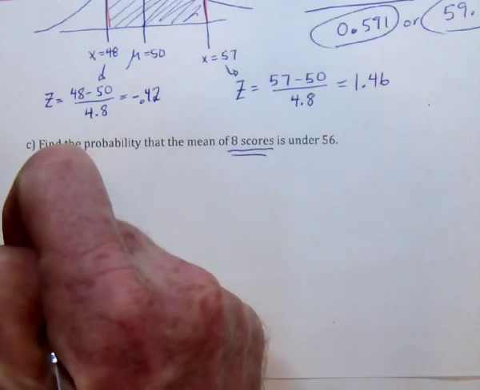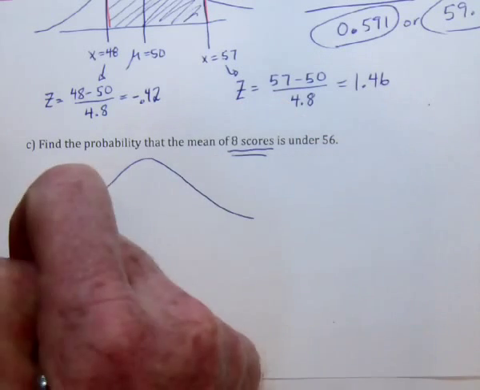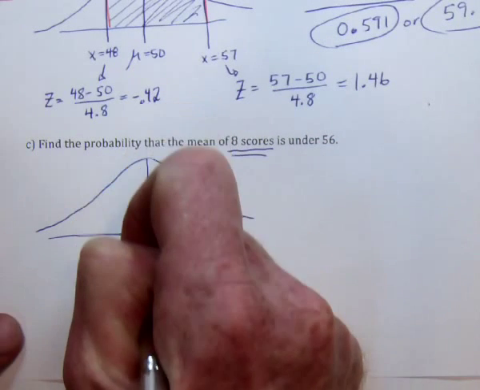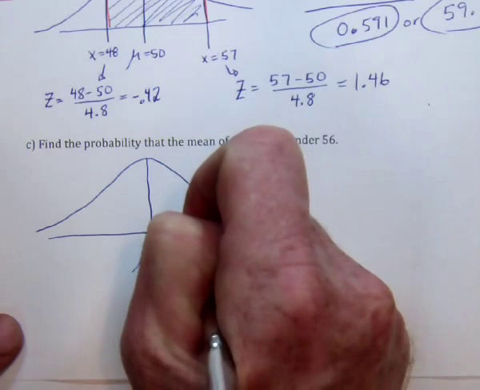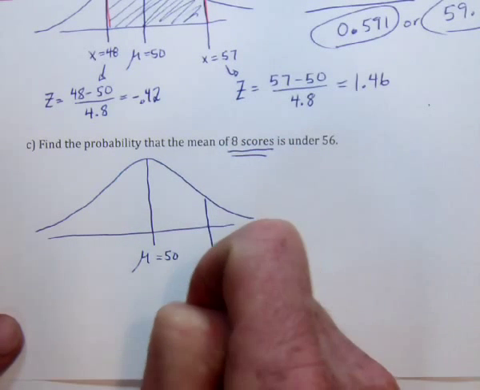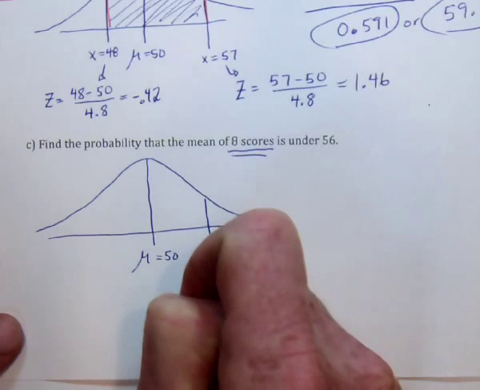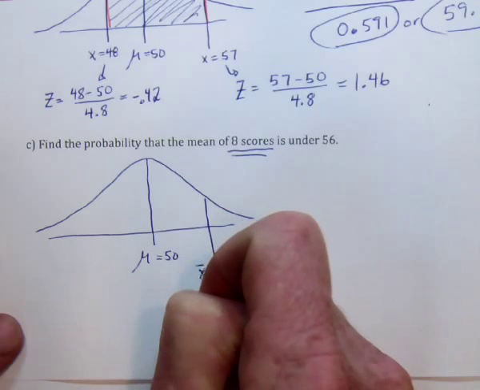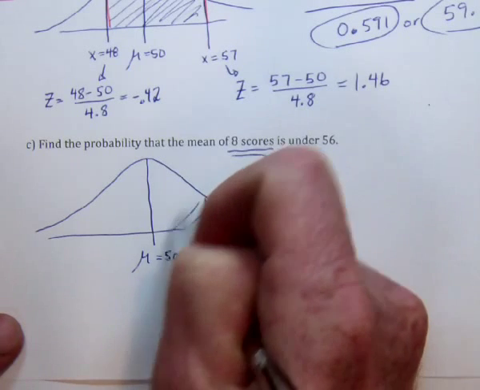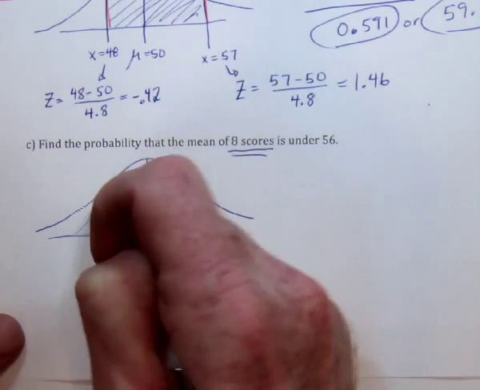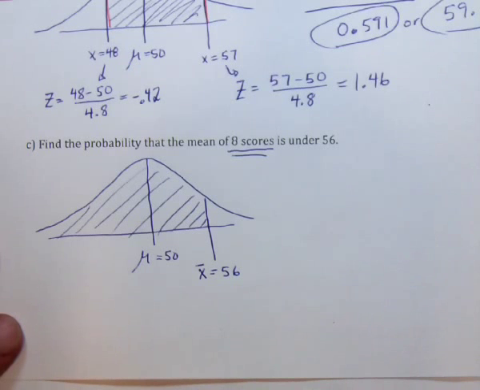So we start off the same, bell-shaped curve. The mean goes in the middle. 56 would be over here, but now instead of being x, it's not just one score, but it's an average of 8 scores. And then under 56 means that the shading goes to the left. So then we do the z formula.